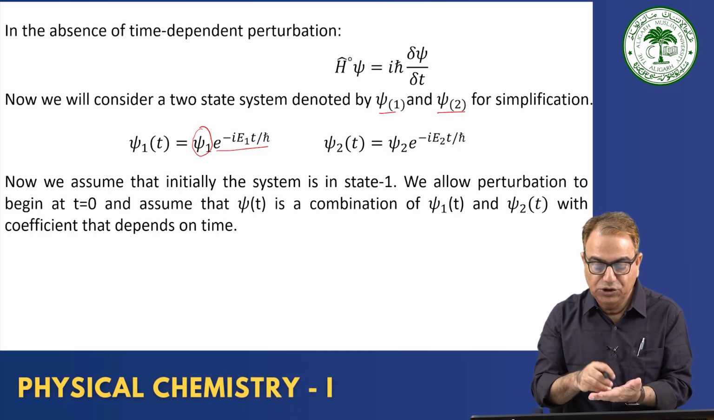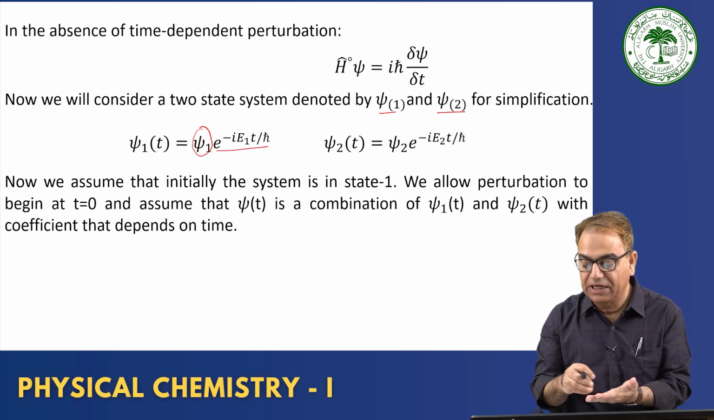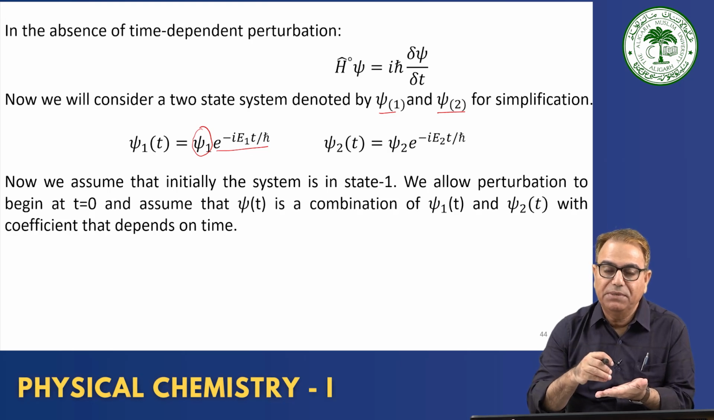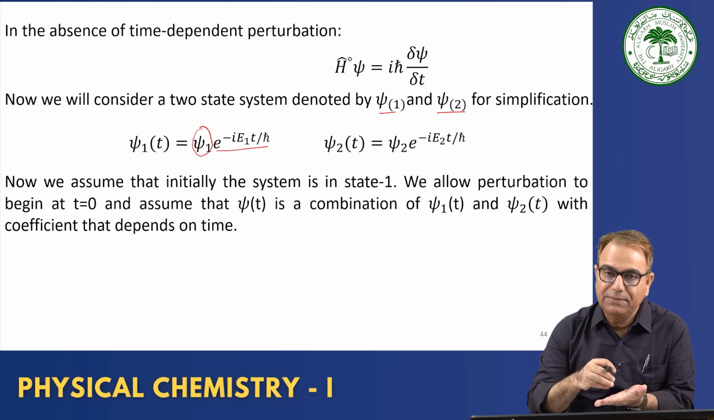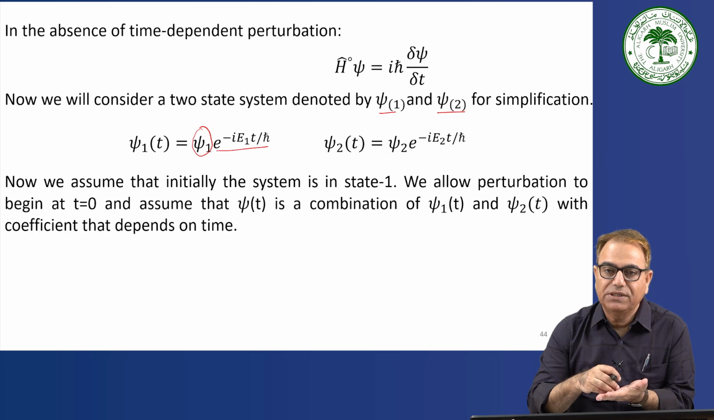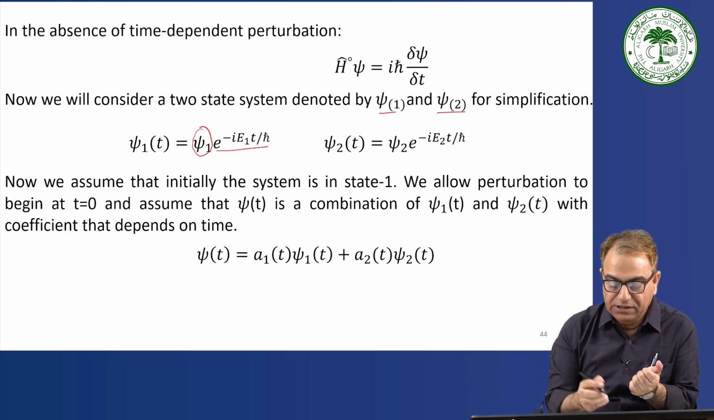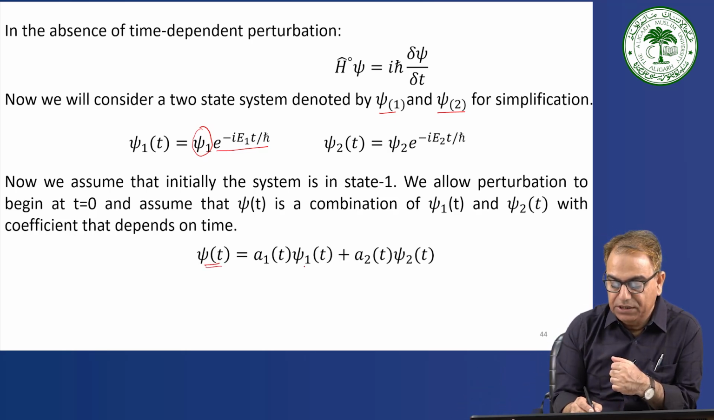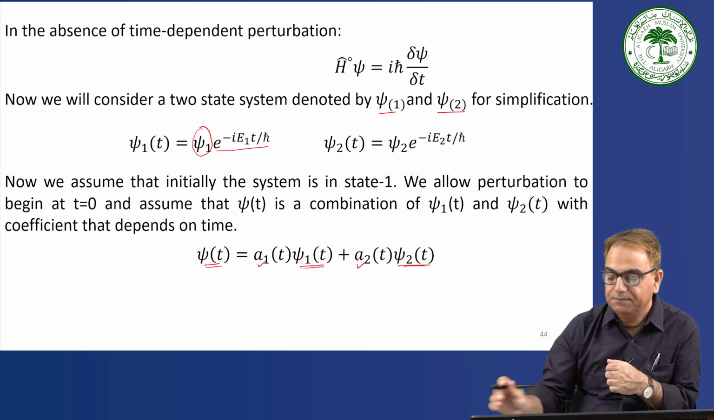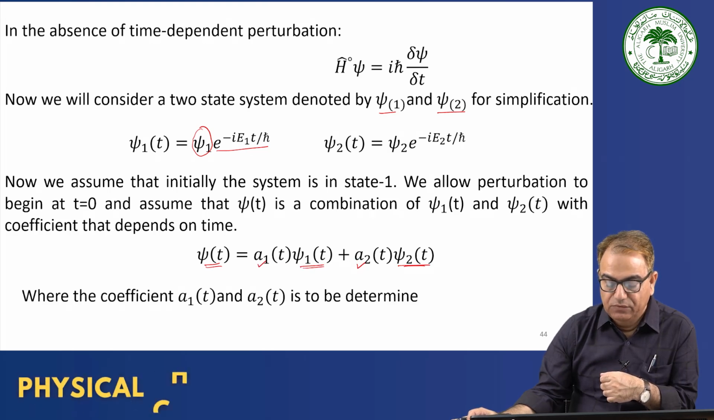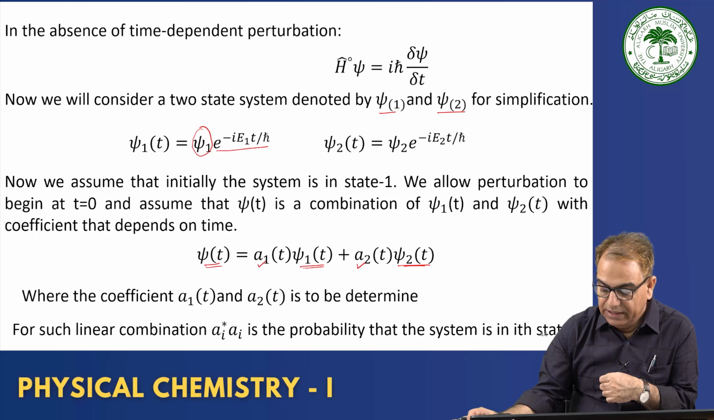Okay, and assume that psi(t) is a combination of psi 1(t) and psi 2(t) with coefficients that depend on time. Now, the moment the perturbation happens, though the system is in psi 1(t), the total wave function we can take as a linear combination of the two wave functions, because these are the solutions of the system, with different coefficients. So we write psi(t) as a combination of psi 1(t) and psi 2(t) with the coefficients a1 and a2.